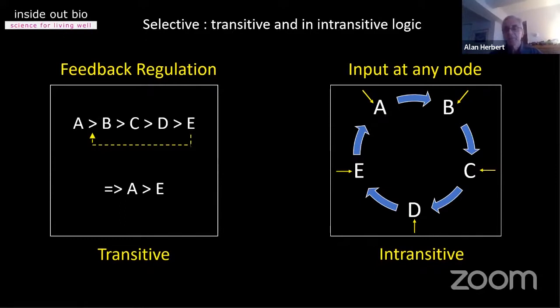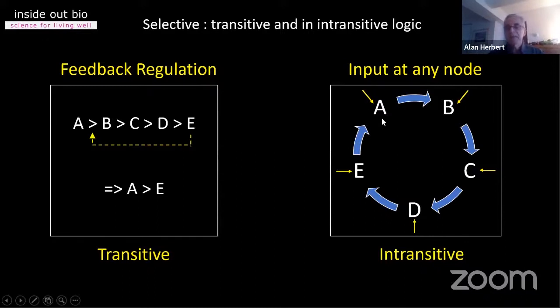There's a game called Rock, Paper, Scissors, which illustrates intransitive logic, where you have 2 players that make a hand symbol, either for a rock, a paper, or a scissors. And so rock will beat scissors, scissors will beat paper, and paper will beat rock. So depending on what the other player plays, one response will predominate, another response won't.